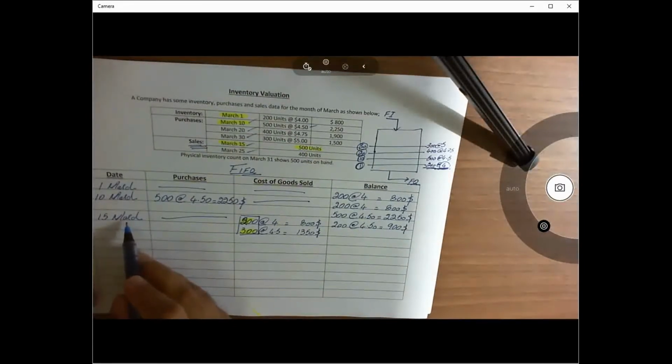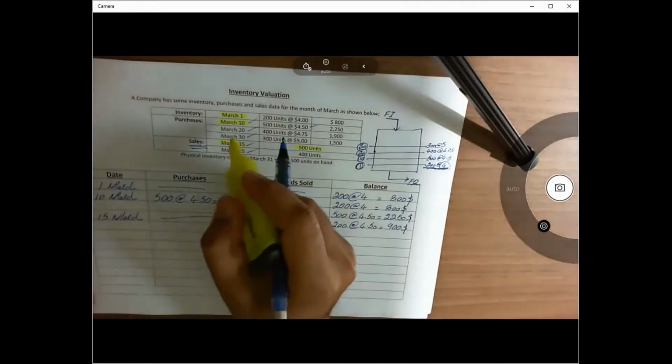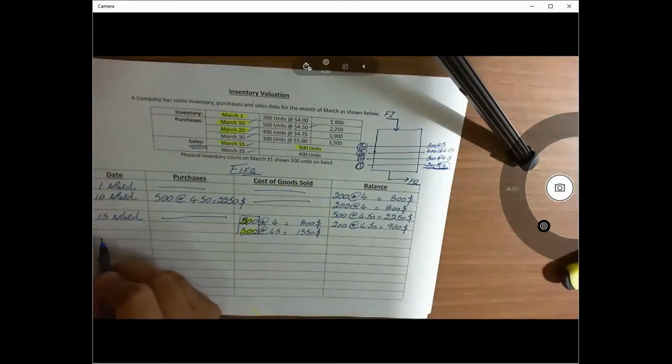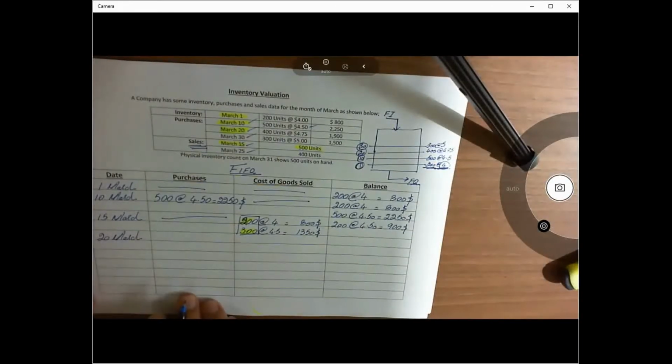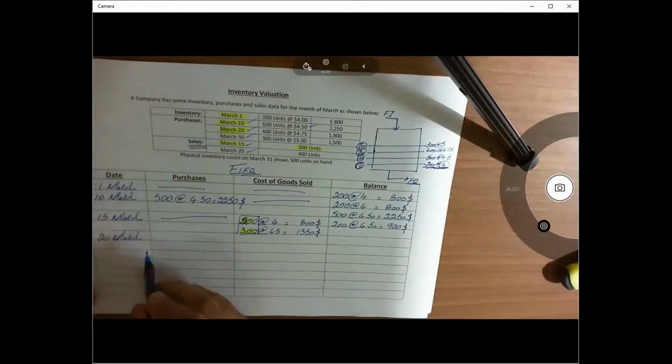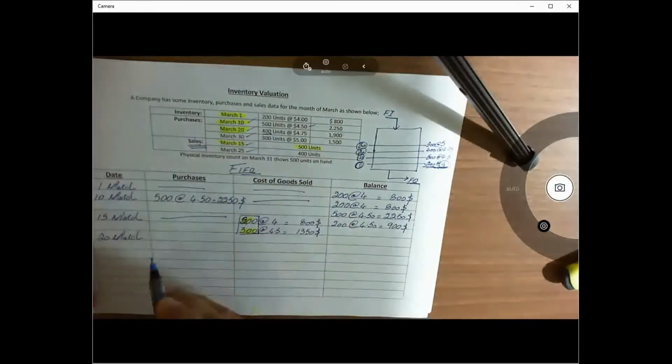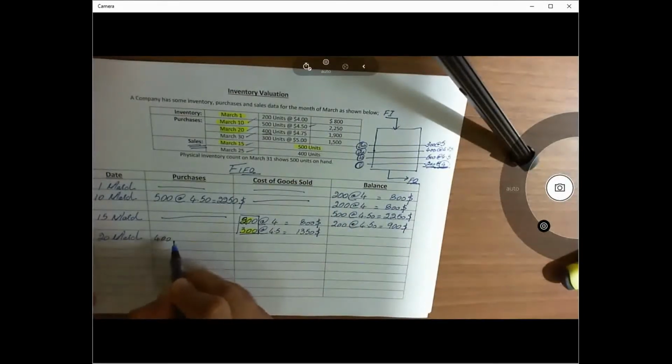Next comes, after 15th of March, 20th of March. You can see over here, 20th of March. So we will write over here 20th of March. On 20th of March, we are purchasing something. What are we purchasing? We are purchasing 400 units. So we will write over here 400 units.